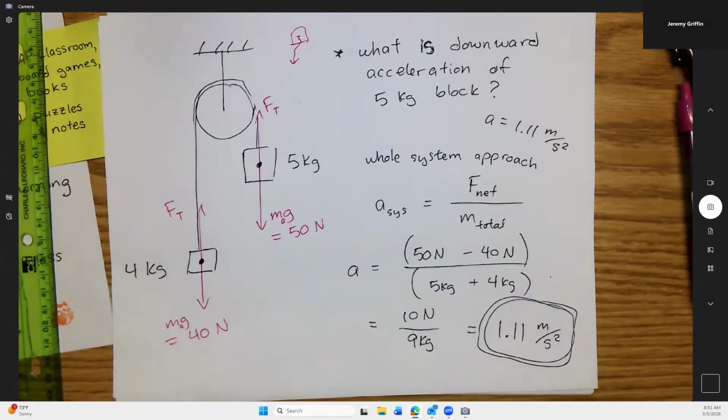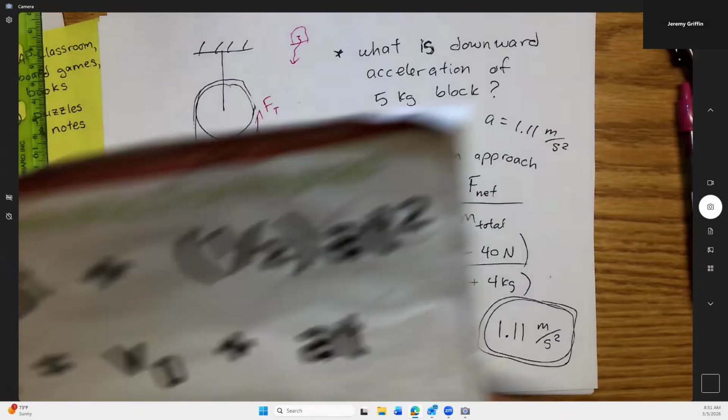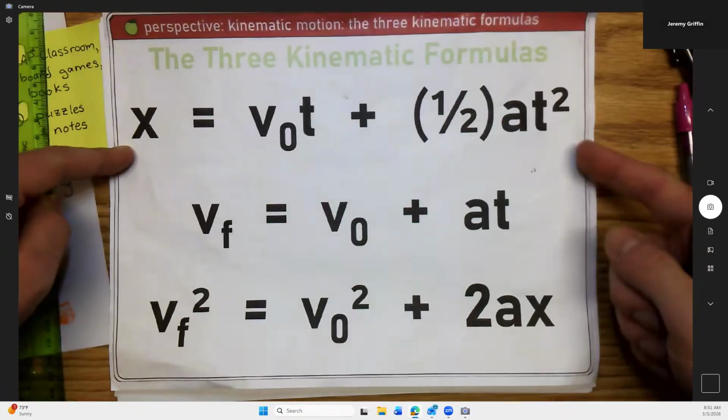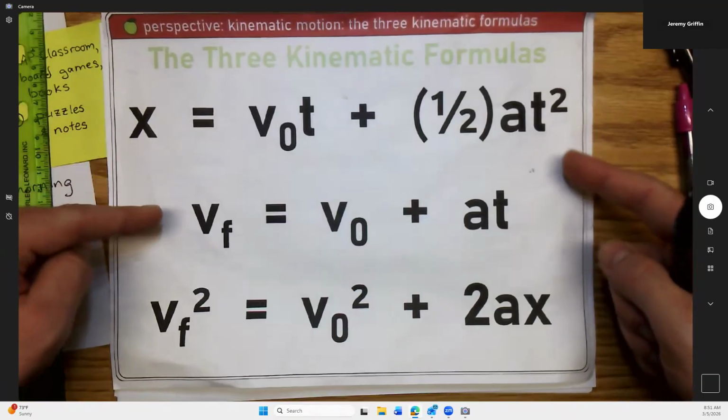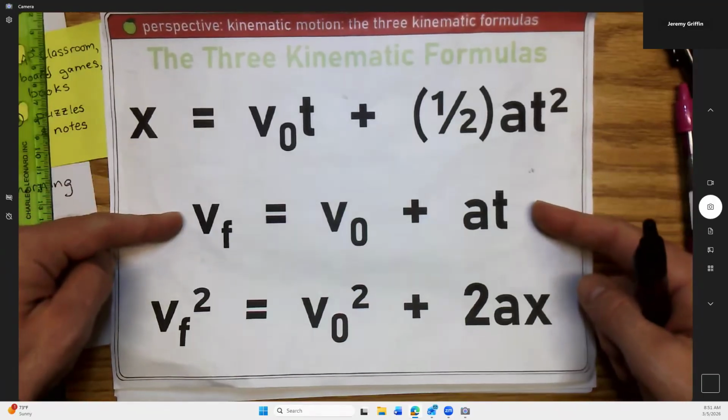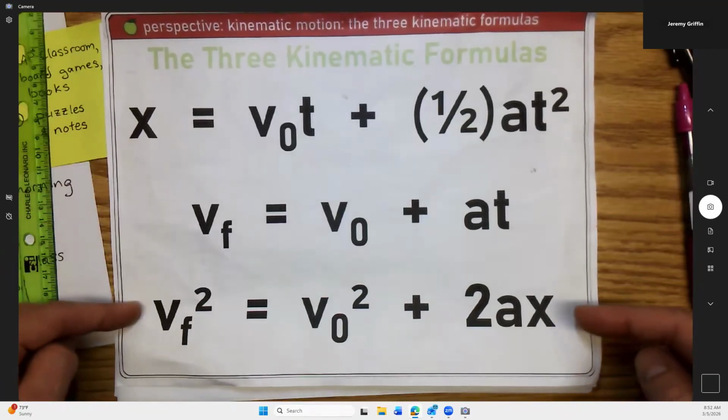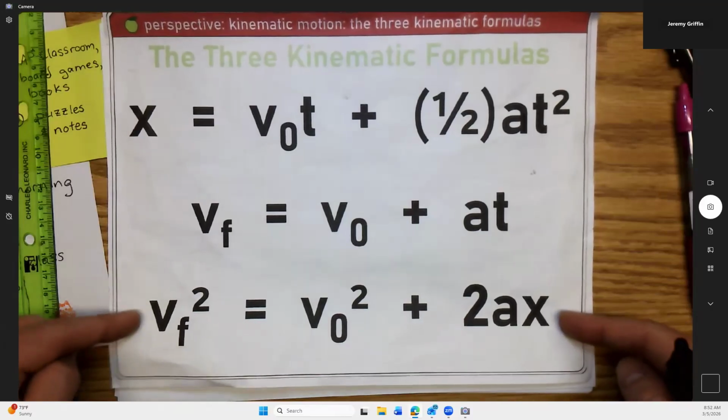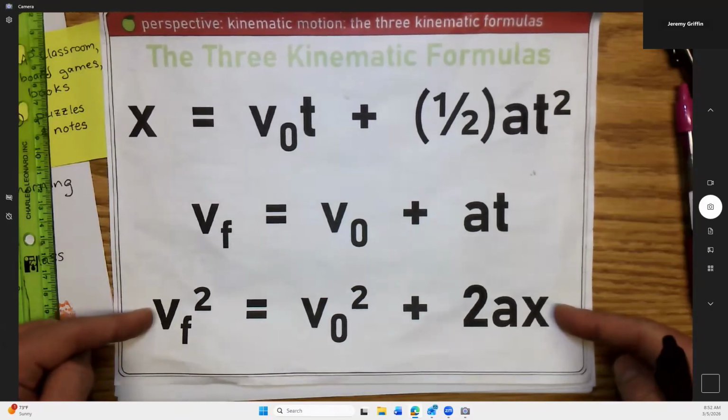How about that? Would a good follow-up question be, what could be a good follow-up question to this? Distance it moves. Okay, yeah. Distance it moves as a function of time. Right? You could say how fast it's moving as a function of time. You could say how fast as a function of some distance.